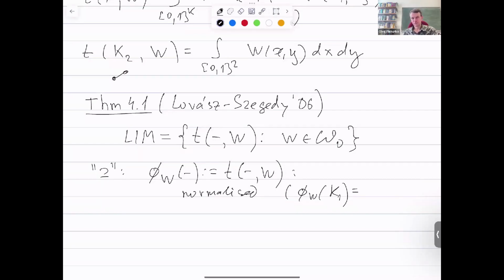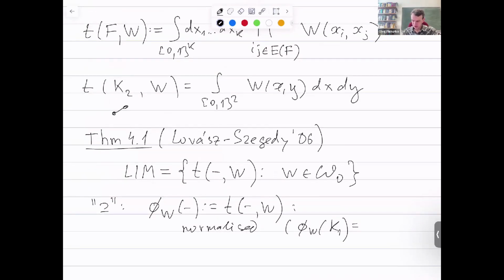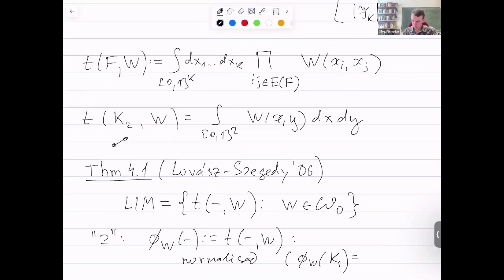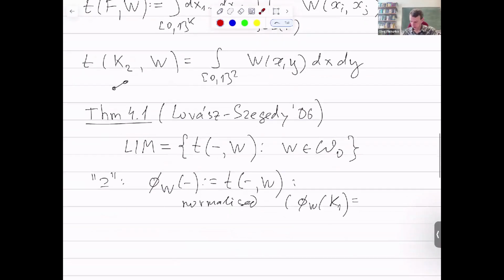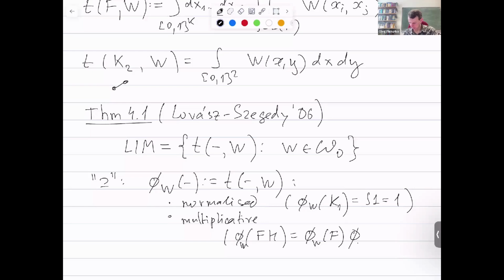And it's indeed true, because if you don't have any edges, then in this formula on the top, this product is empty, so you just integrate a function which is identically 1, so it's indeed 1. And also it's multiplicative. This is the definition we had before, which was saying that if you take a disjoint union of two graphs, maybe f and h, then you want the result to be the product of their frequencies or densities.